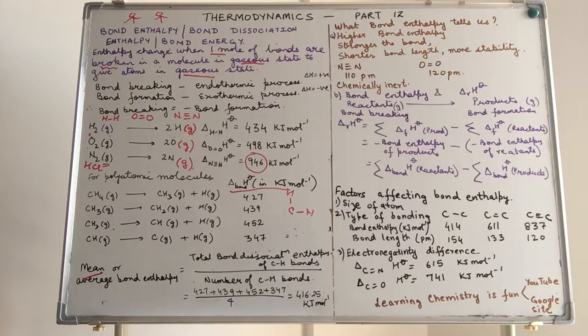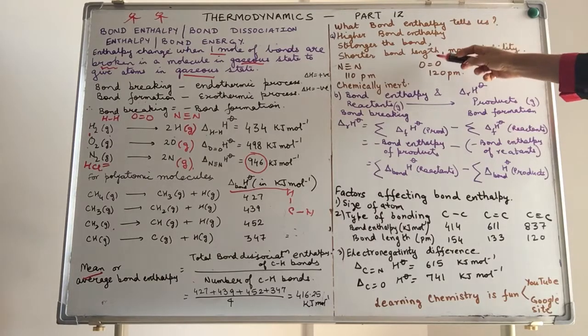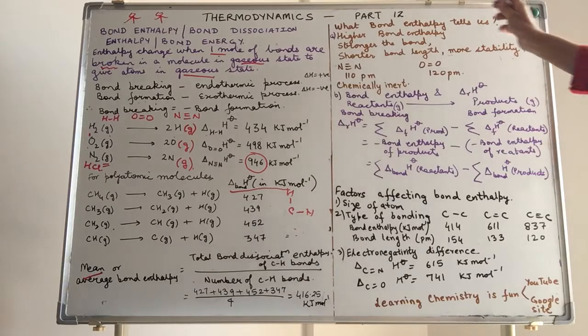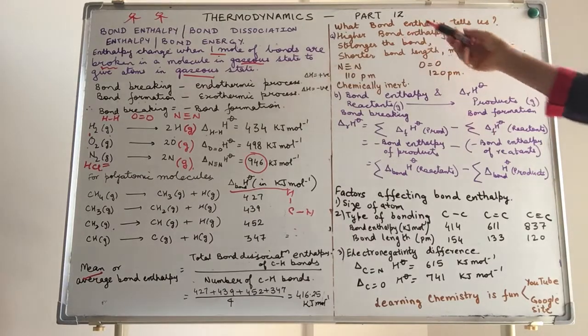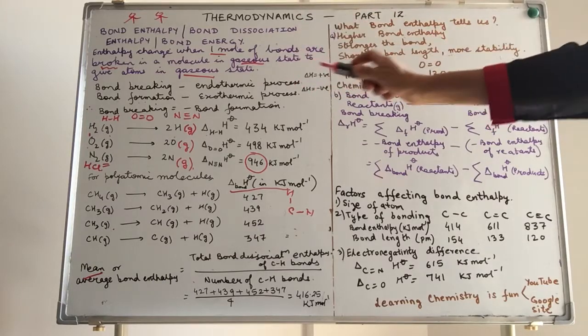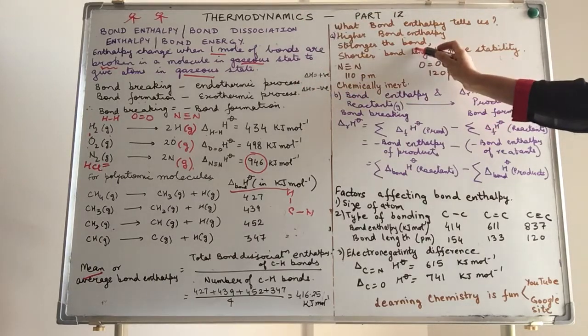What is the relevance? What is the significance of bond enthalpy? Why are we studying bond enthalpy? Bond enthalpy gives us an idea about the bond length, the bond order, and the stability of the molecule. Although there are other factors as well. Higher bond enthalpy means you need much more energy to break the bond. That's what we've seen in the case of nitrogen. So that means it's a strong bond.